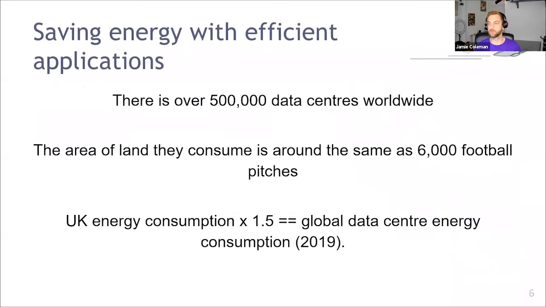Right, so a thing we should care about, and this goes back to the efficiency and why we would use different languages. Now, we want our applications to be as efficient as possible, and for our organizations, that might save them a bit of money, but for us developers, what I think that means is we can save energy. Like I mentioned, there's 500,000 data centers around the world, probably a few more now. They consume a lot of land, 6,000 football pitches or soccer pitches, as this is an American conference. And they use the equivalent of 1.5 times the whole United Kingdom's energy supply, and that was in 2019. So it's probably much higher than that now.